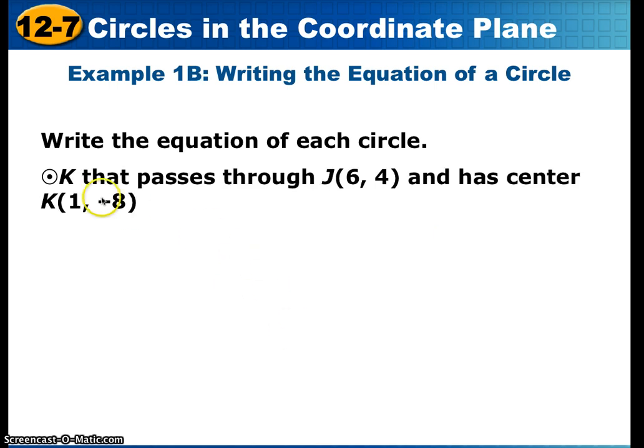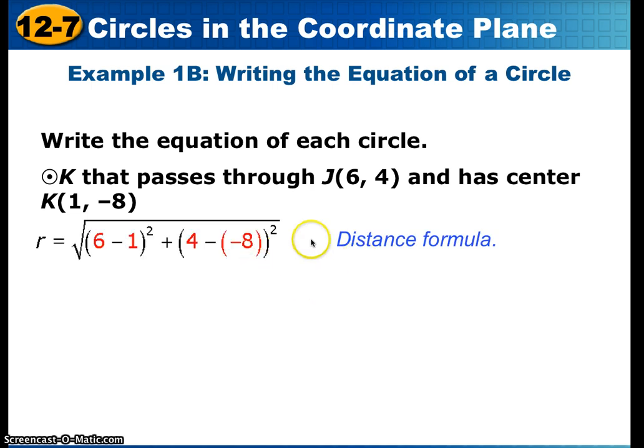All right, now let's see if we can write an equation for a circle where this time they do not give us the radius. They only give us the point that it passes through. It passes through the point J, 6, 4, and it has a center of K, 1, negative 8. The first thing we need to do to write the equation is to find the radius. So we're going to use our distance formula to find the distance between these 2 points. That would be our radius.